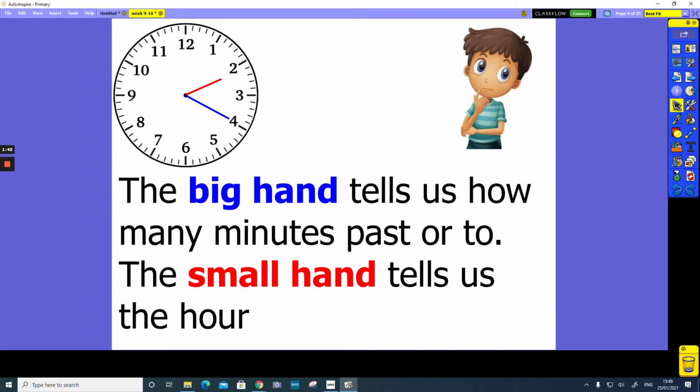When telling the time, the big blue hand tells us how many minutes past or to the hour. The small red hand tells us the hour. The long hand is pointing to the 4. That is 20 little dots, 20 minutes past the 12. So it's 20 past. And the small hand tells us the hour. It is 20 past 2.